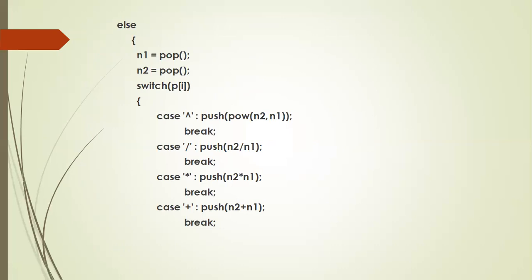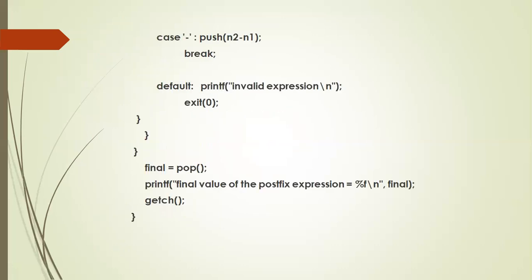So break. Suppose it's not a power, it is slash. Then push what? Result of N2 slash N1. Star means N2 star N1. Plus means N2 plus N1. And minus means N2 minus N1. Only for power, you have to make this a POW function. So if the operator is neither a power, nor a plus, nor a minus, nor a slash, nor a star, it means it's some different operator. In that case, you can display the message invalid expression.